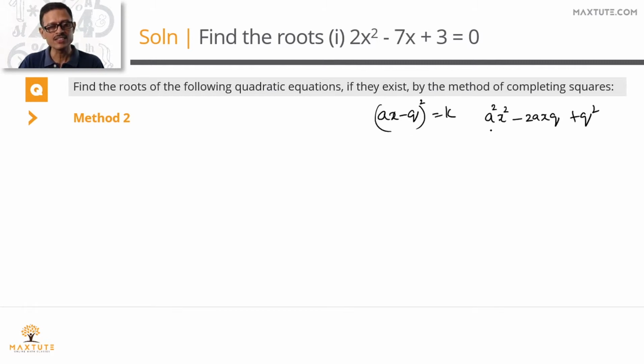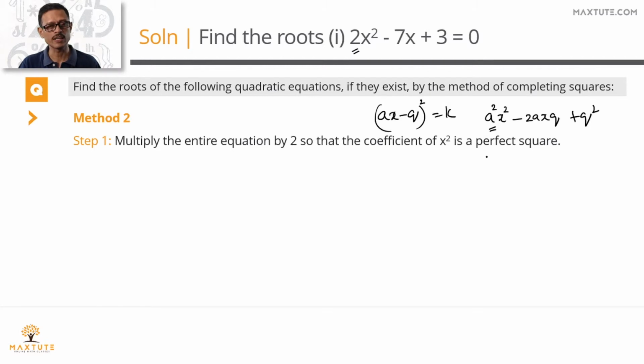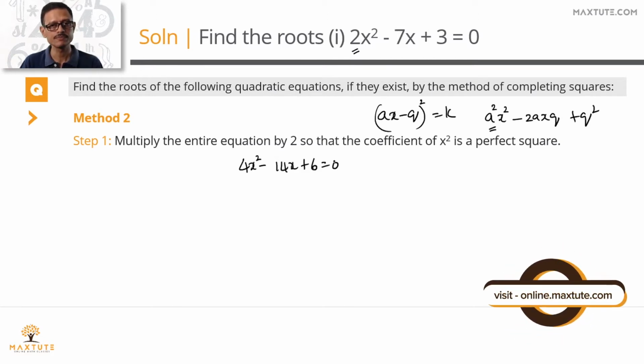So in this case, instead of having the coefficient of x² as 1, we are making it into a perfect square. What is the coefficient of x² as it is given? It is 2. How do I make it into a perfect square? By multiplying it with something. If I multiply it with 2, the coefficient of x² becomes a perfect square. So that's what I'm going to do in the second method. So what we'll have is 4x² minus 14x plus 6 equals 0.